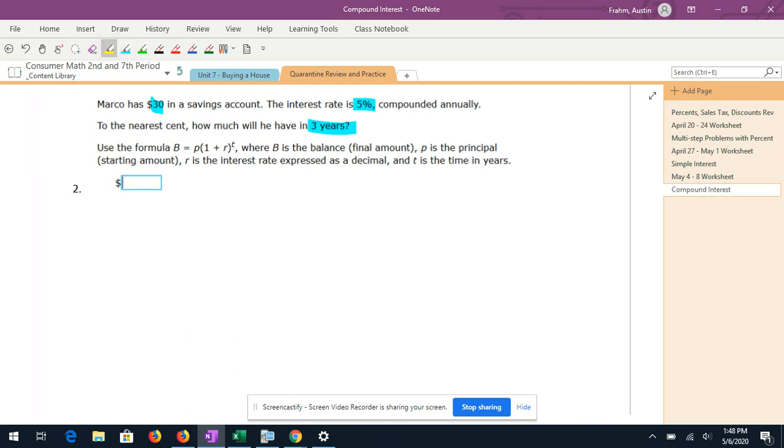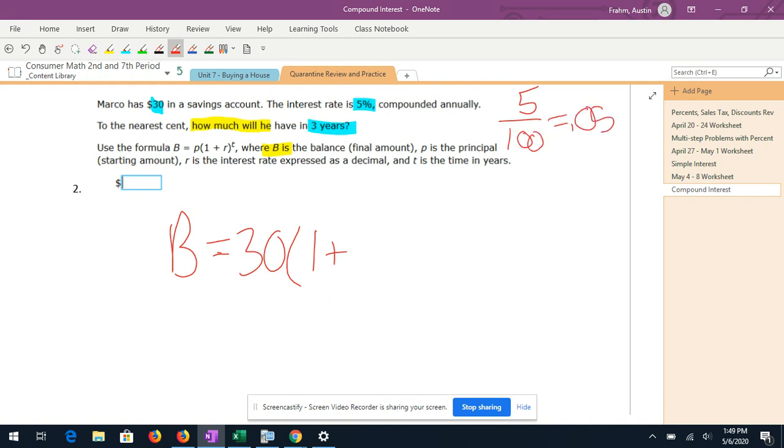So now they're asking how much will he have? That means we are actually just finding our B value. Okay, so we do not need to do that extra step in this example. We're just going to calculate B. So B would equal 30 times 1 plus. We need to change again 5% into a decimal by dividing it by 100, which again is 0.05, and we raise it to the third power.